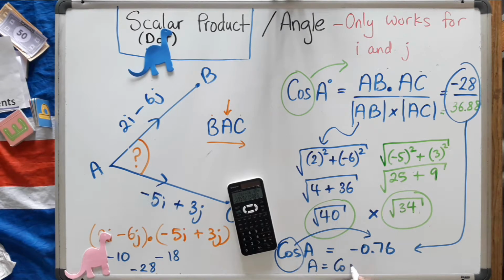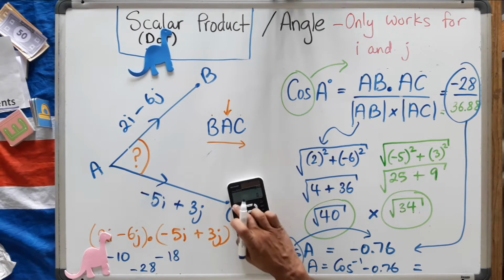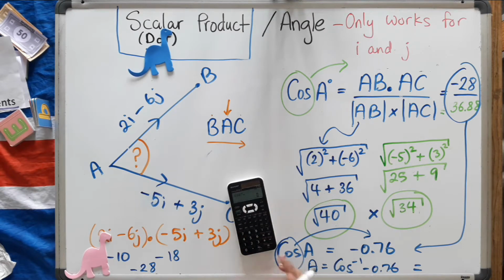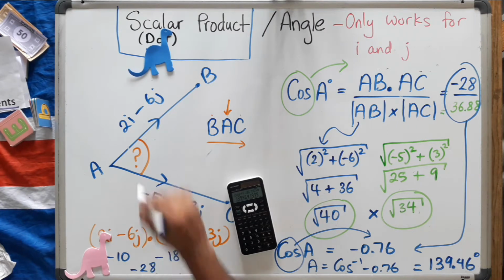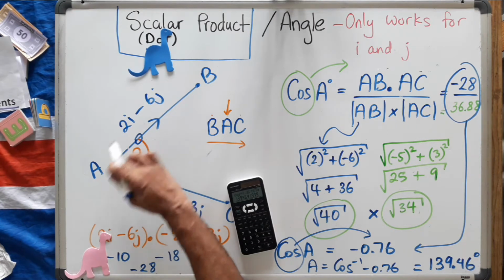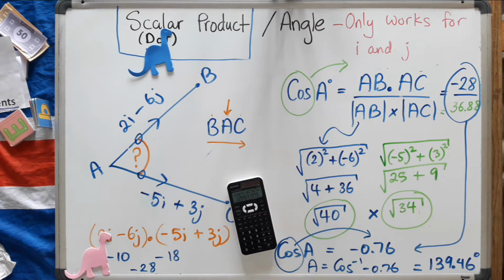So A is the cos inverse of negative 0.76, so second function cos, or cos inverse, negative 0.76, and we get 139 degrees and 0.46, roughly. That's the angle between AB and AC. All right, it's really not a complicated procedure. It's actually pretty easy, right?